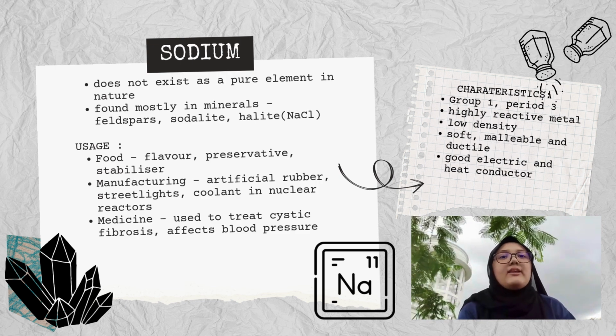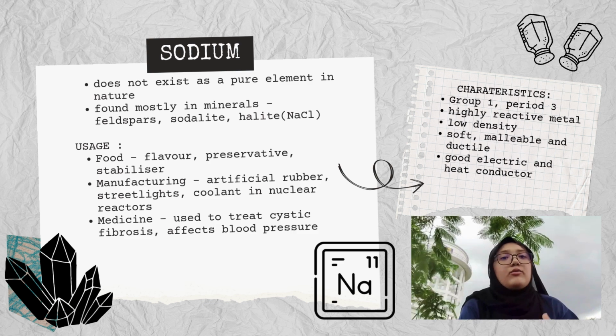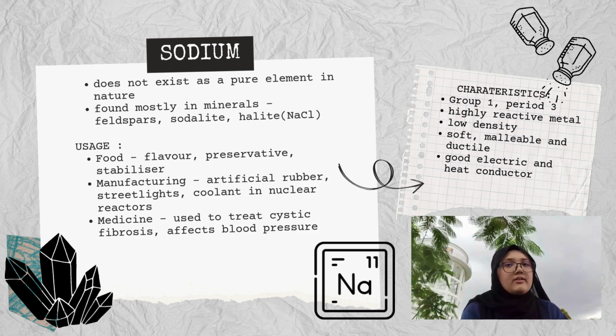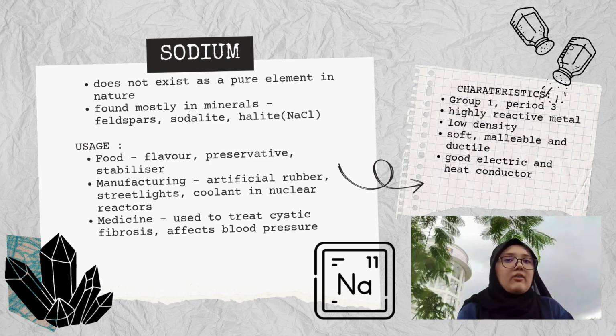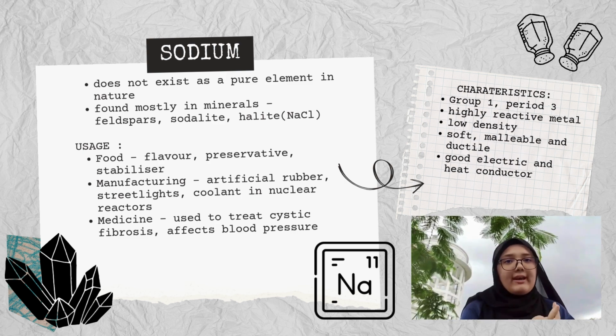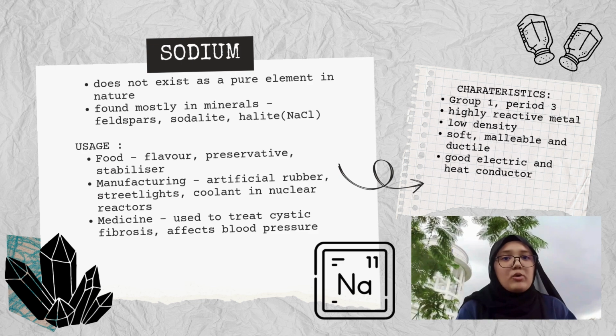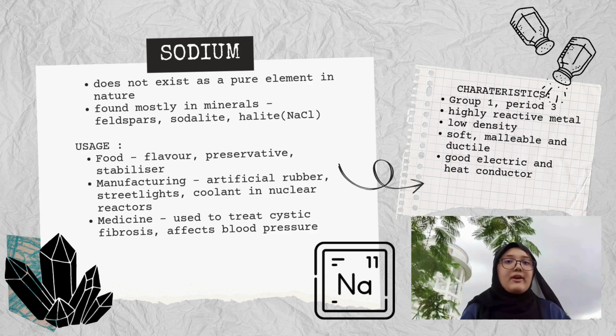Sodium is widely used in food to flavor, preserve, and stabilize. In manufacturing, it is used for the making of artificial rubber, street lights, and as coolants in nuclear reactors. Medically, sodium helps treat cystic fibrosis and plays a role in fluid and electrolyte balance, affecting blood pressure.